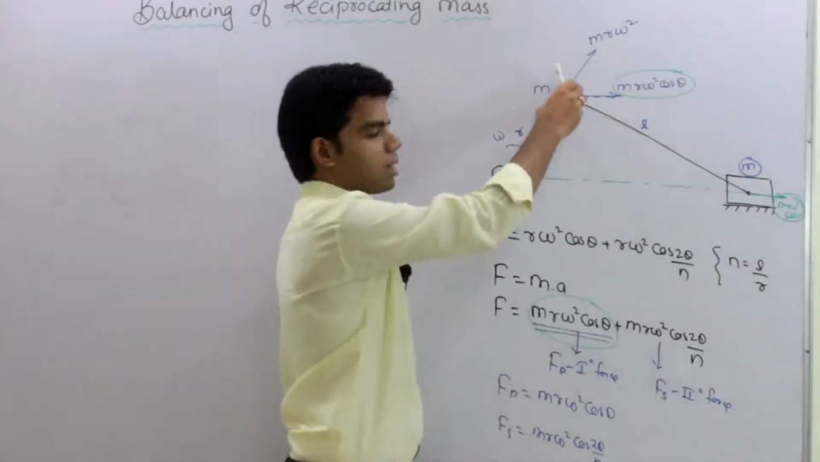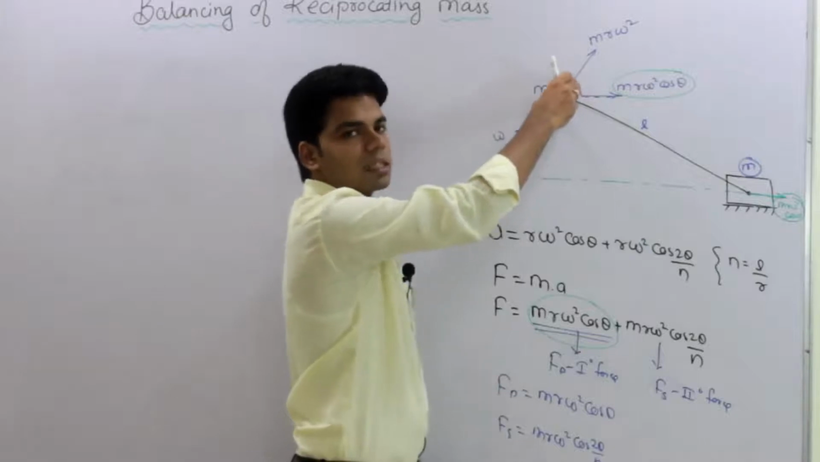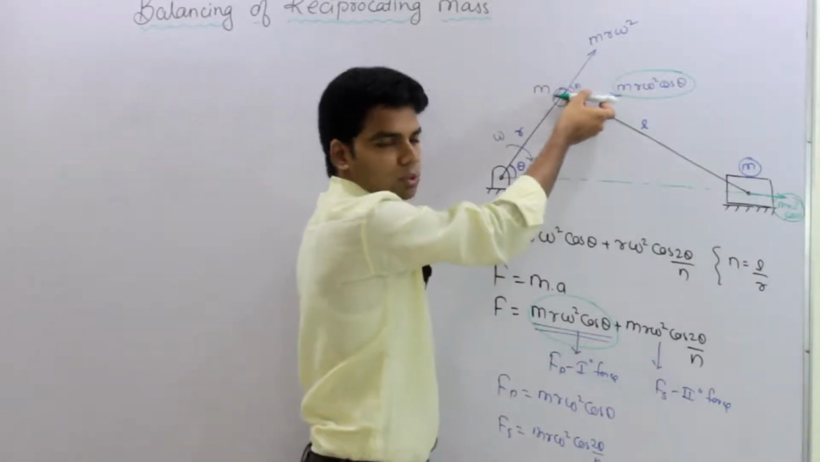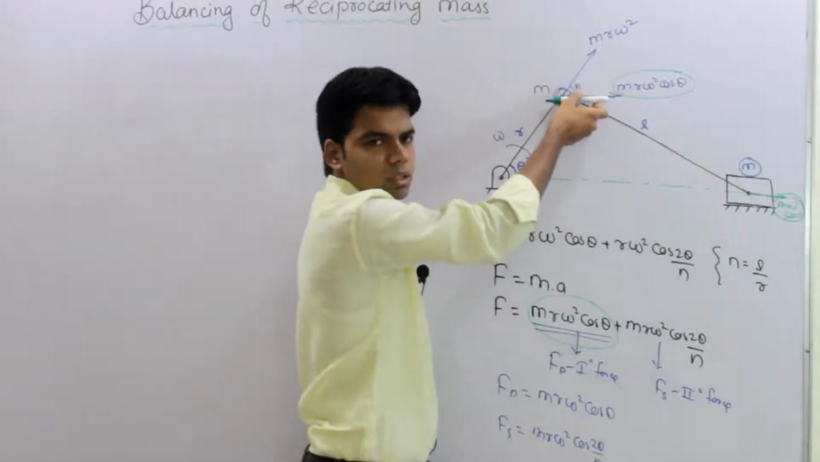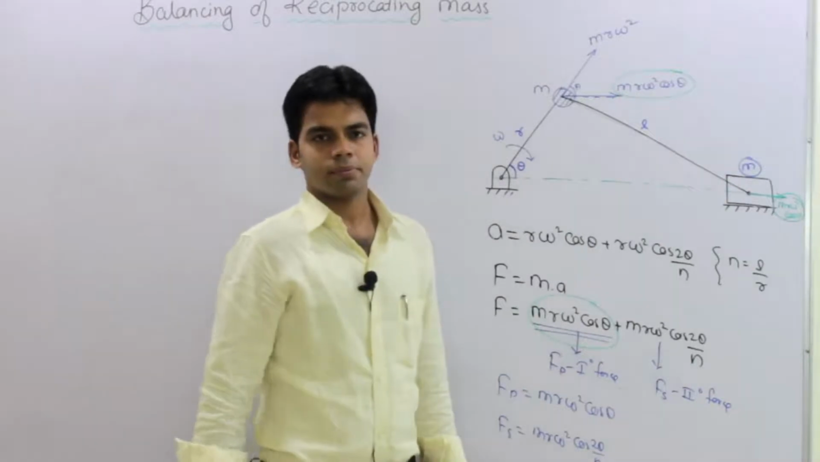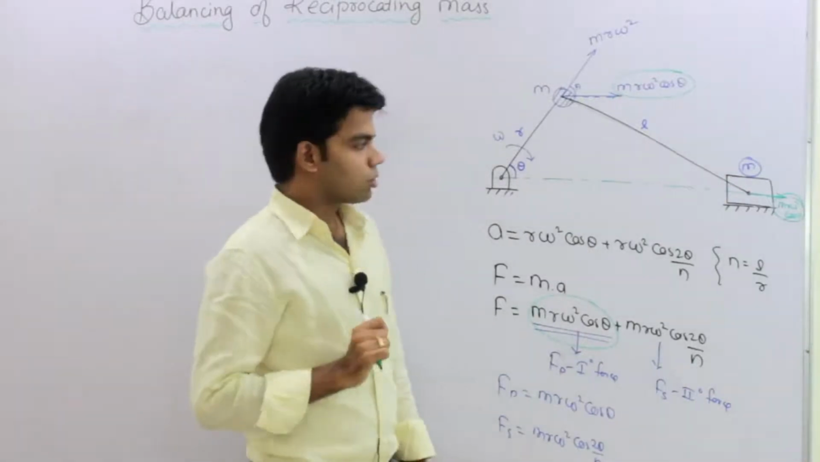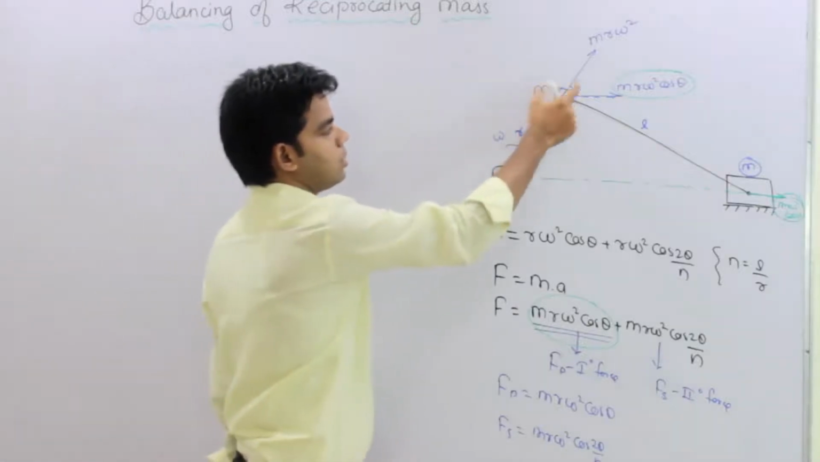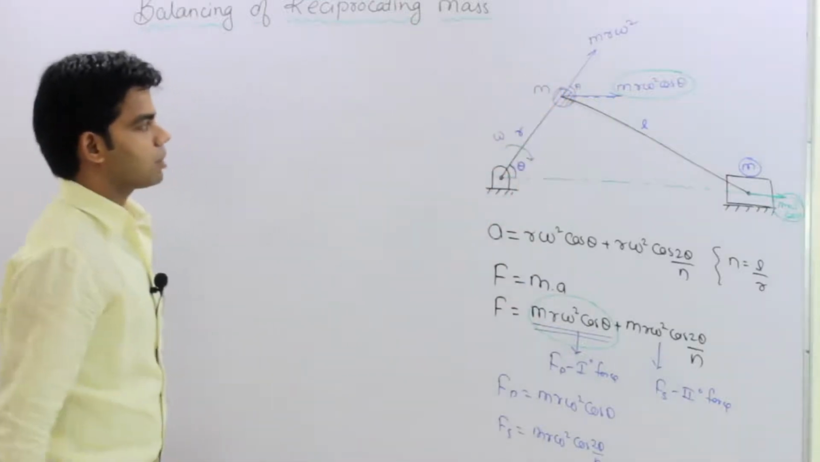However, this was the assumed mass. This mass is actually not present here. This is the assumed mass. But if I balance its x component, mr omega square cos theta, then obviously this will be balanced. Getting this concept or not? Clear or not? Okay, so what do we have to do now? We have to balance this particular mass. How can we balance this particular mass?